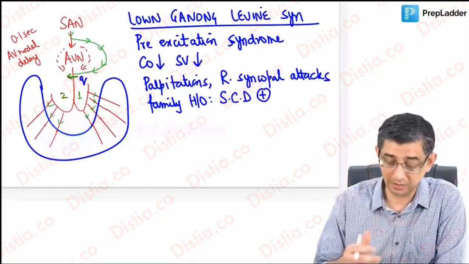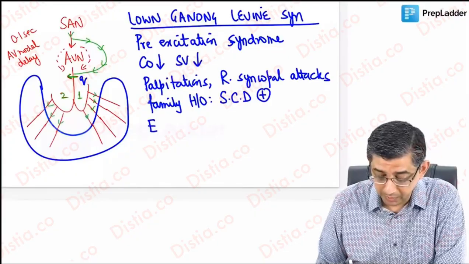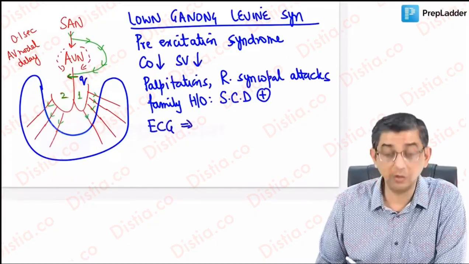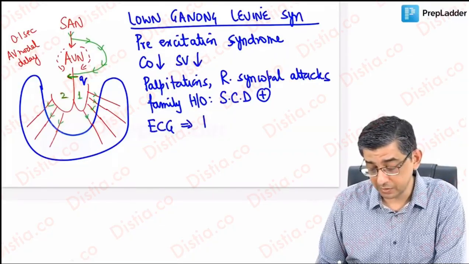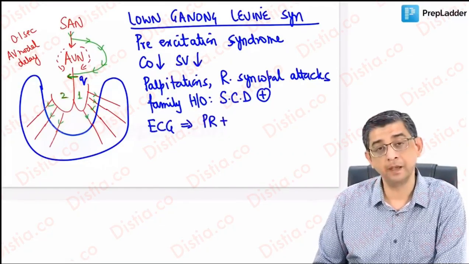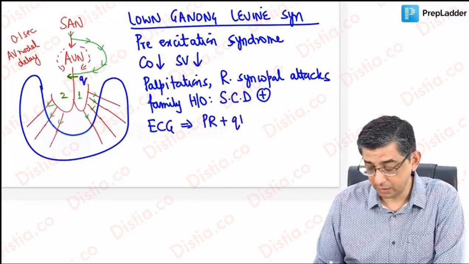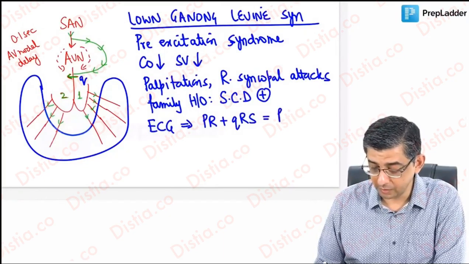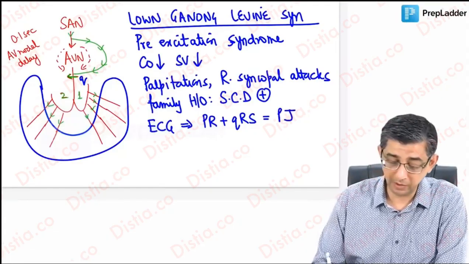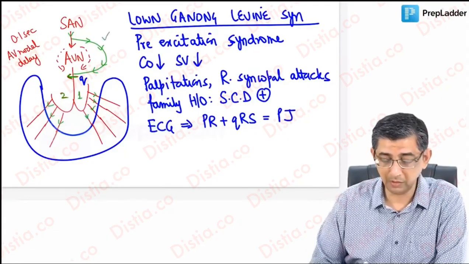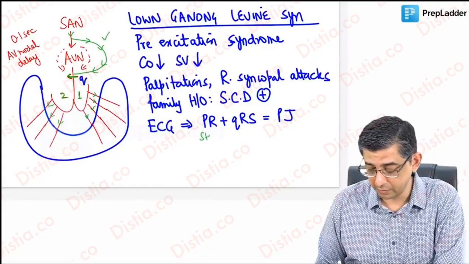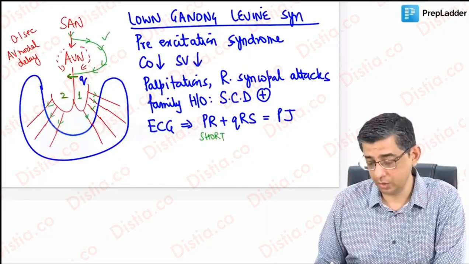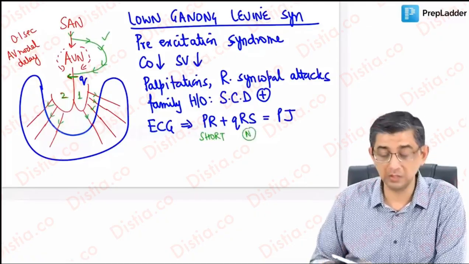My capacity should be such that even if a person does not tell me the history, I should still be able to analyze: is this person having some problem with his heart? I had taught you that PR interval and QRS complex together make the PJ interval. In this particular case, because there is a short circuit happening in the heart, the PR interval of this patient will be shorter. But the QRS duration will be normal because the normal conduction system is being used.